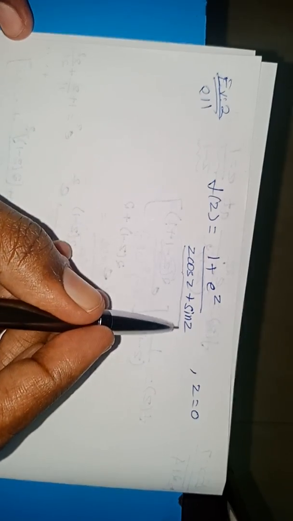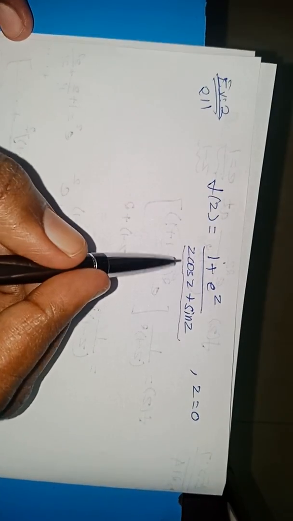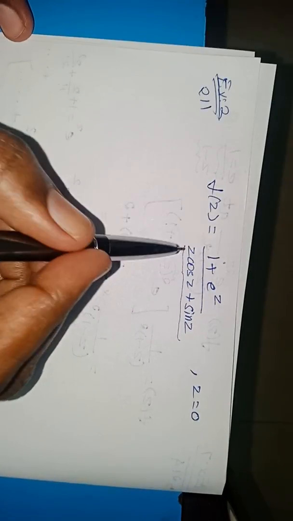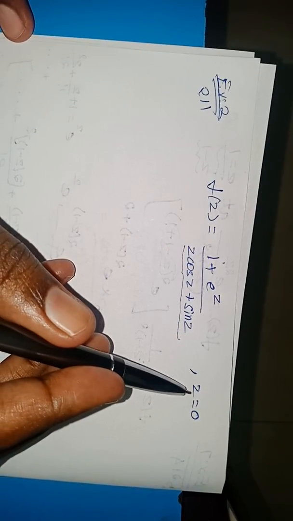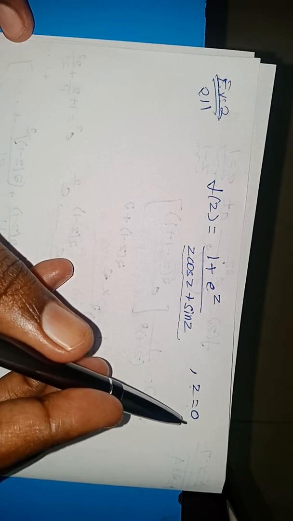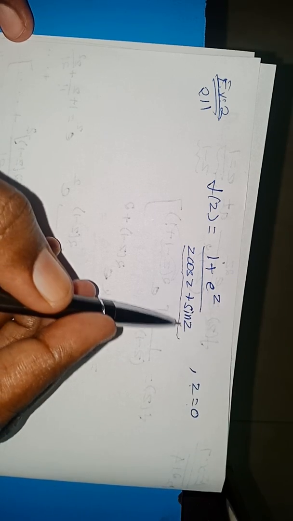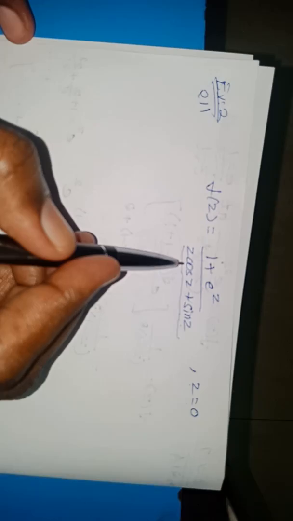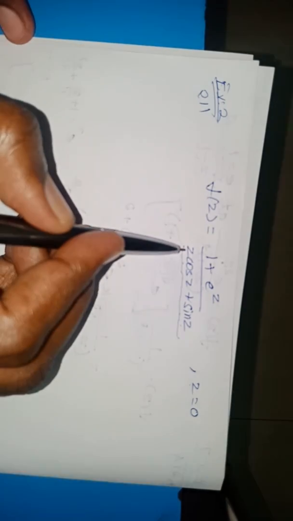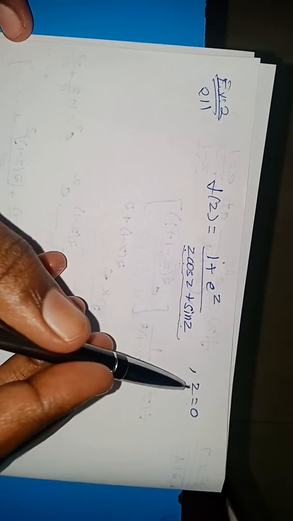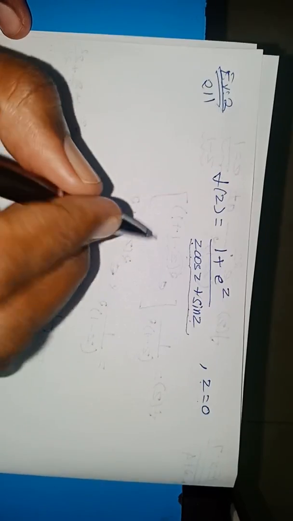Now it is a trigonometric relation. So at what point does this denominator become 0? When they have mentioned z equal to 0 in your problem, when you substitute z equal to 0, sin 0 is 0, cos 0 is 1, but multiplied with the 0 becomes 0. So we are going to find the residue at the point z equal to 0.